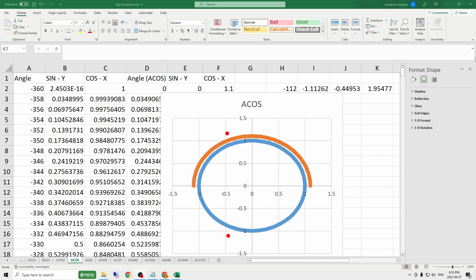Welcome to Accelerated Engineering. My name is John, and this is the video encyclopedia entry for the arc cosine function, or the inverse of the cosine function.